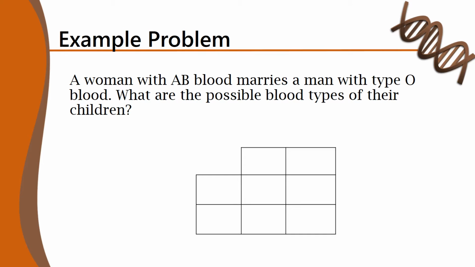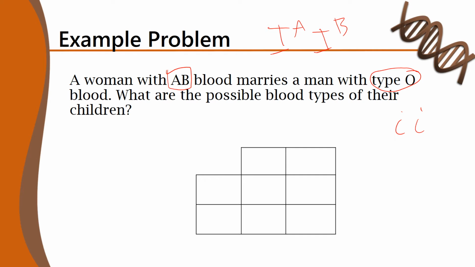All right, let's take a look at an example problem. I recommend pausing the video now and having a read through the question, and then we'll work through the problem. Anytime we start these, we want to find out what the genotype of the parents are. In this question, we have a woman with AB blood. The genotype for AB blood is IA and IB. And she marries a man with type O blood. And type O is little i, little i.